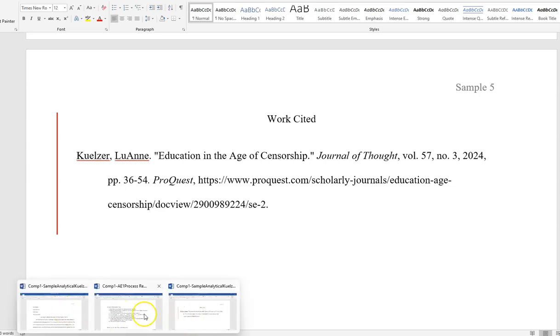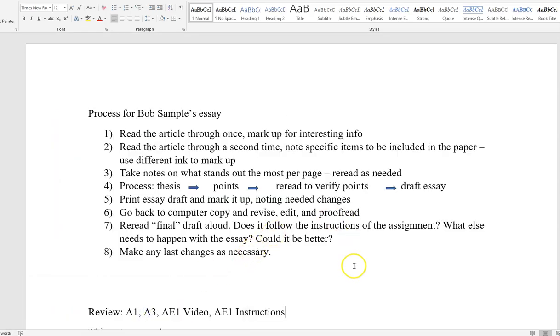All right, some last thoughts as you are revising and peer reviewing. Go back to the computer copy and revise, edit, and proofread. That's what happened. Is that paper the greatest paper in the world? No. It could absolutely use some revision, especially the fact that it's over 1,000 words.